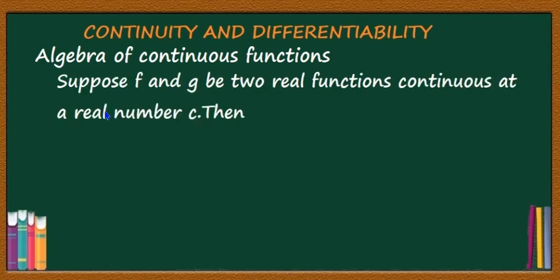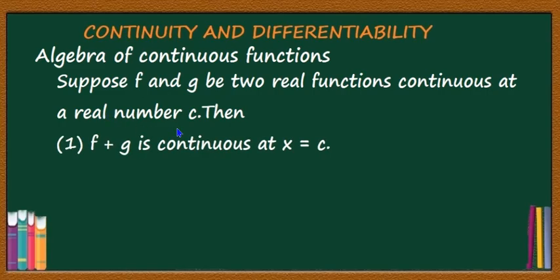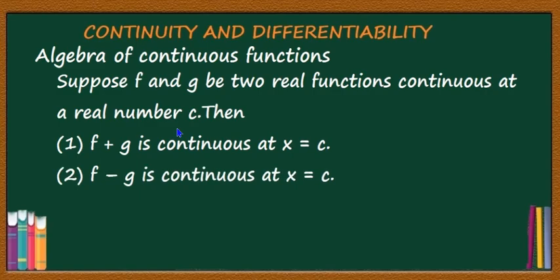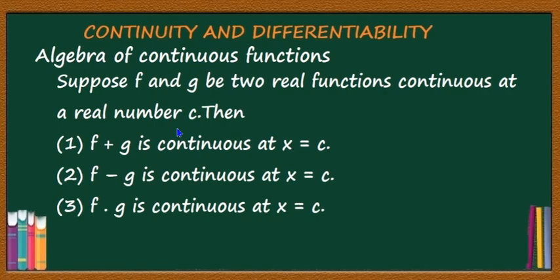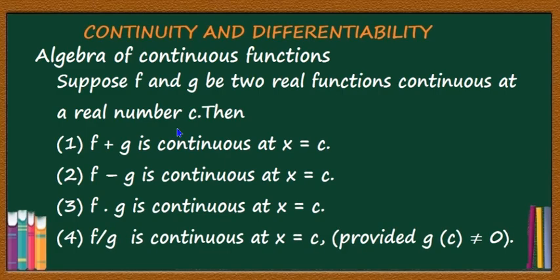Suppose f and g are two real functions continuous at a real number c, then the first result is: f plus g is a continuous function at x equal to c, f minus g is continuous at x equal to c, f into g is continuous at x equal to c, and f by g is also continuous at x equal to c provided g of c is not equal to 0. You have to memorize these results, and you can apply them for verifying the continuity of the function at x equal to c.